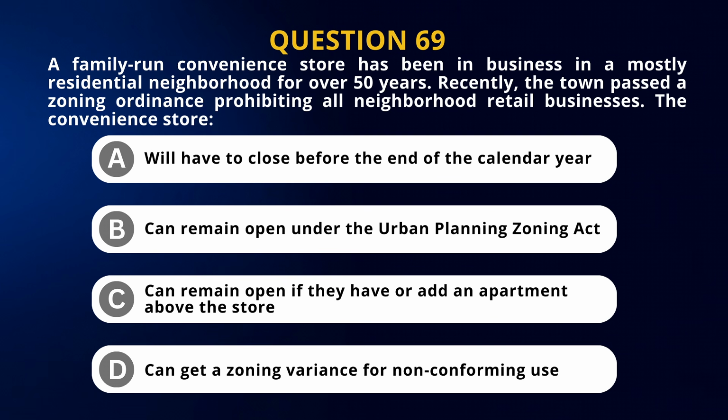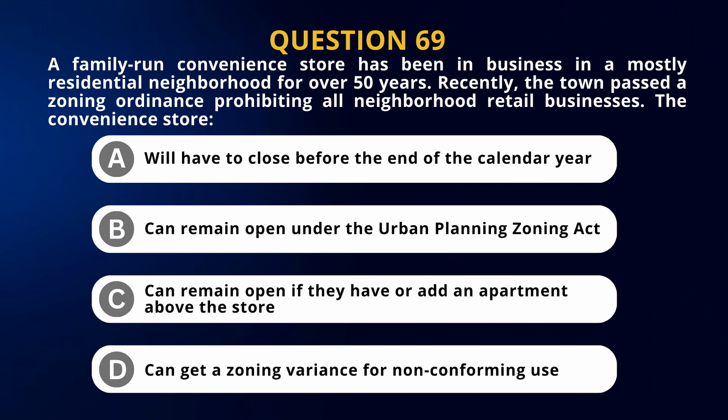Question number 69. A family-run convenience store has been in business in a mostly residential neighborhood for over 50 years. Recently, the town passed a zoning ordinance prohibiting all neighborhood retail businesses. The convenience store, letter A, will have to close before the end of the calendar year. Letter B, can remain open under the Urban Planning Zoning Act. Letter C, can remain open if they have or add an apartment above the store. Letter D, can get a zoning variance for non-conforming use.